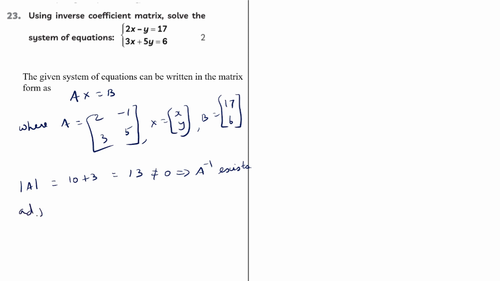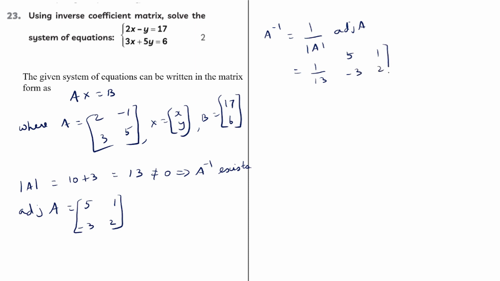So to find A inverse, we need to know adjoint of A. Since it is a 2 by 2 matrix, the adjoint of A is found by interchanging the diagonal elements and changing the sign of the other elements. So we have 5 and 2 here, 1 and -3. So this is adjoint of A. So A inverse is equal to 1 by determinant of A into adjoint of A. So it is 1/13 into [5, 1; -3, 2].